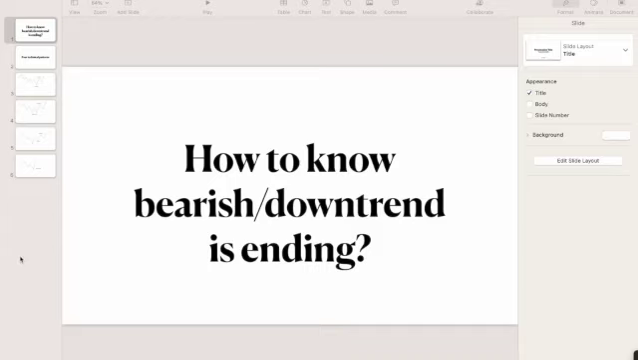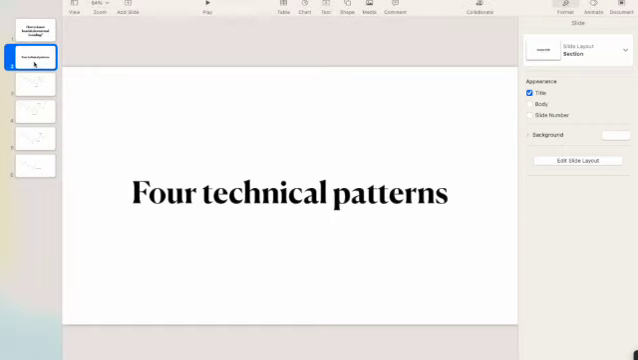This video is going to be very interesting. The title of the video is how you will understand that the current bearish trend or downtrend is ending. In my observation, there are basically four technical patterns or chart patterns that can be seen on your chart that will allow you to conclude that the current bearish trend may end and it will be the start of a new uptrend.